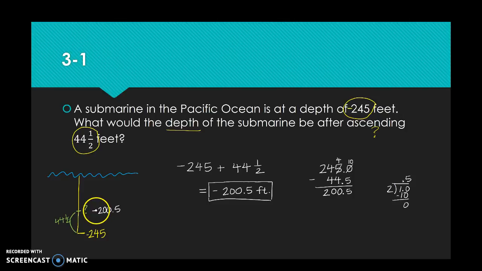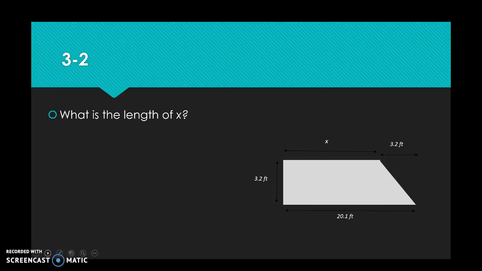Also, I went ahead and put it over here back on my diagram to say, does this make sense? I was all the way down at 245 and I went up, so I'm less negative, so I'm at negative 200.5. So yes, makes sense. Sure you guys got it all right. So great job. We're going to move on.